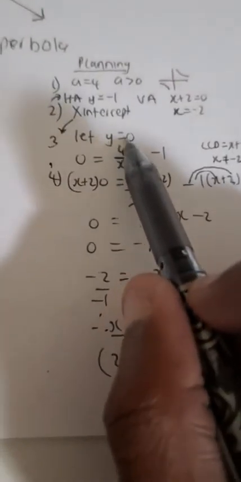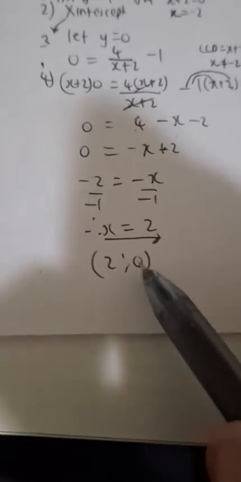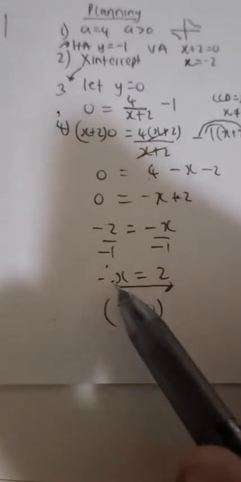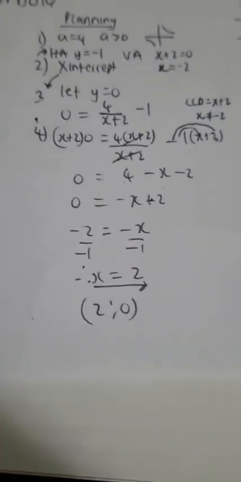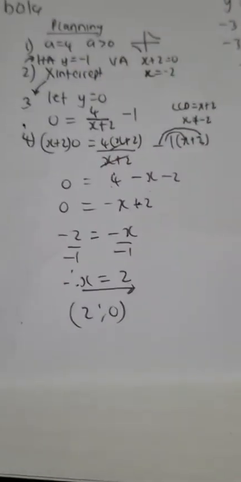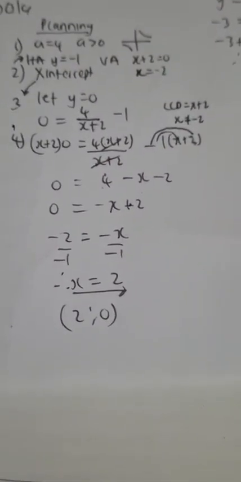Remember, we let what? Y be equal to what? 0. Then we found what? X, which is equal to what? 2. All right. Clear?